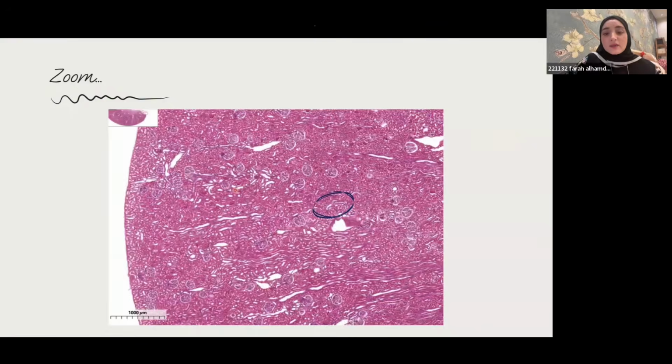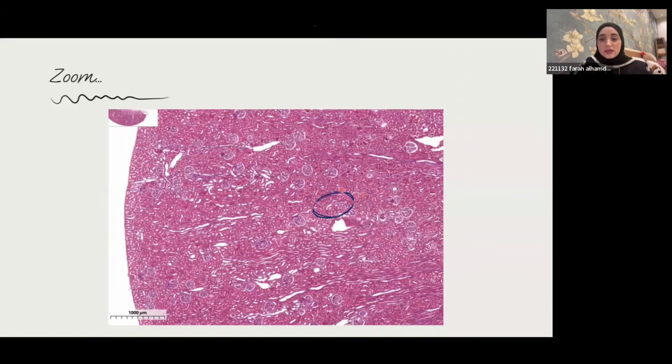Let's zoom here. Here we have the cortical labyrinth. So this is the cortex, right? We zoomed into the cortex. You see all of these renal corpuscles there. So in the cortex, we have the parenchyma, or the functional part, which are the nephrons, consisting of the renal corpuscles and the tubules, and the stroma, which are the supporting cells.